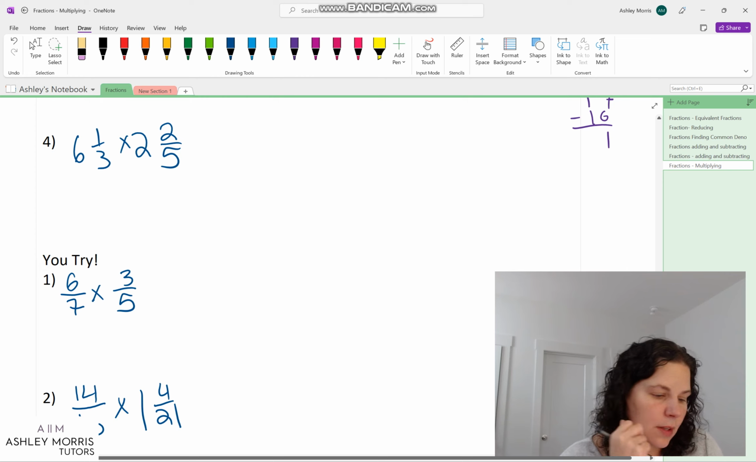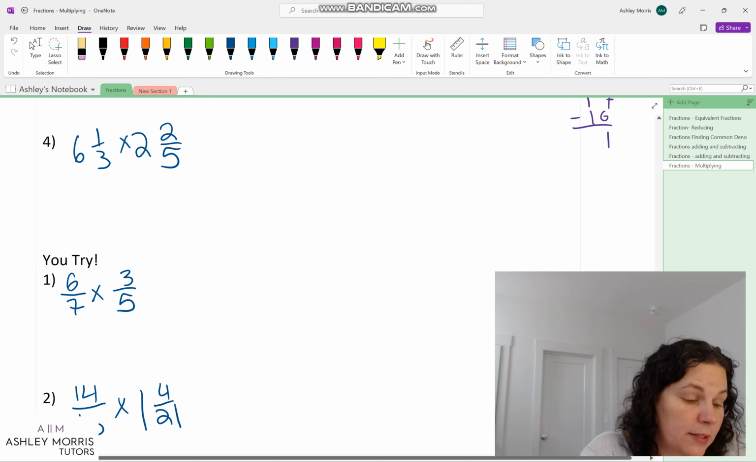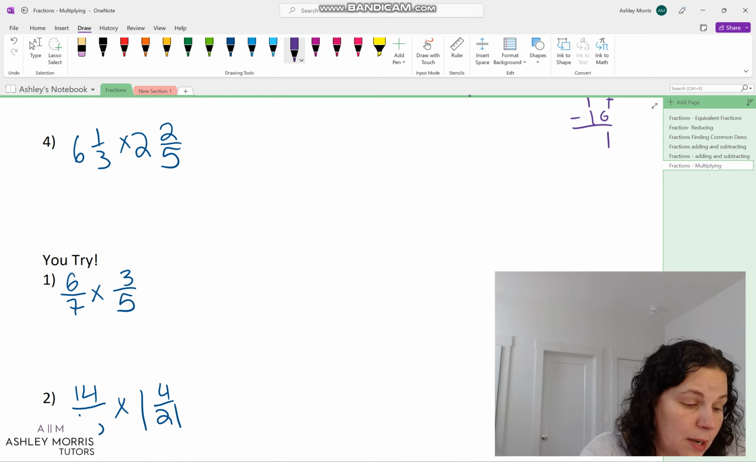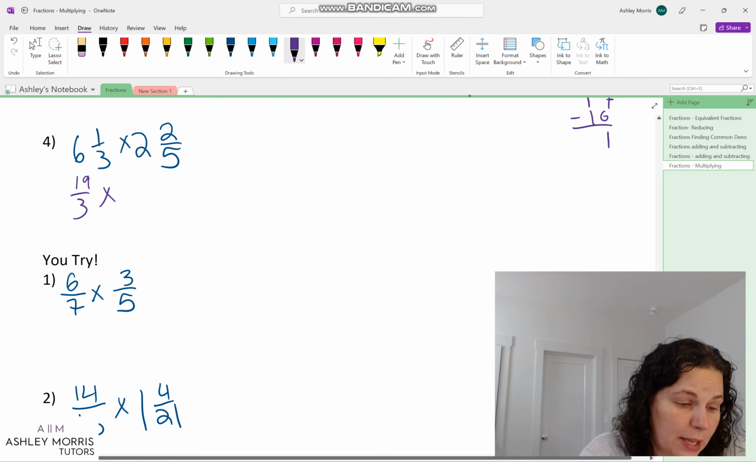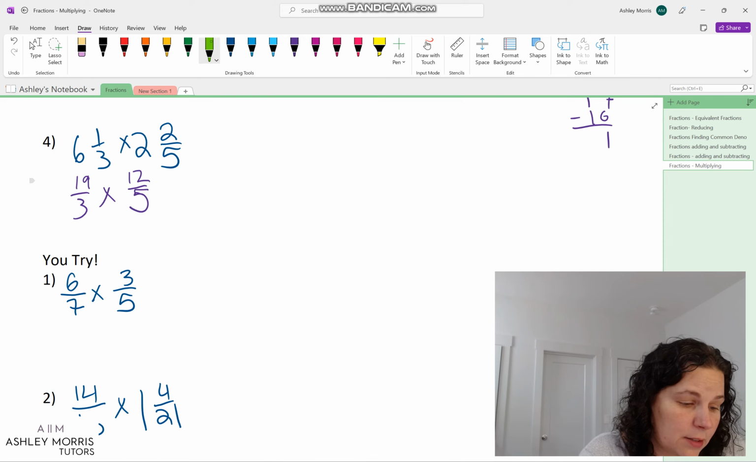All right, last one. And then you get to try some. Mixed numbers need to be improper. 3 times 6 is 18 plus 1 is 19. 5 times 2 is 10 plus 2 is 12. So I can cross cancel again.